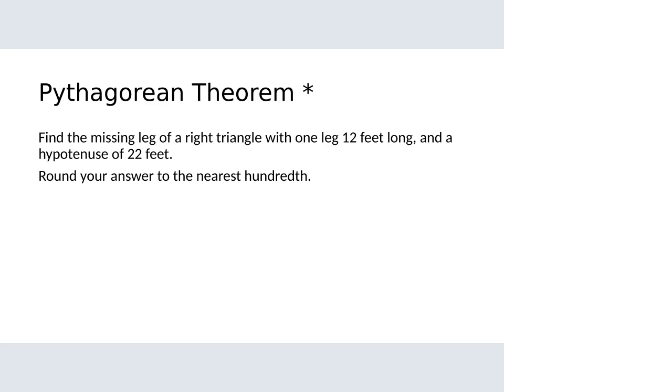Find the missing leg of a right triangle with one leg 12 feet long and a hypotenuse of 22 feet. Round your answer to the nearest hundredth. I'm going to set up a poll for this, and one thing that's different is this time we don't have a picture. You don't have to draw a picture to solve it, although in most cases I think it's a really good idea. So with that in mind, I'll set up the poll here and let you answer this one.